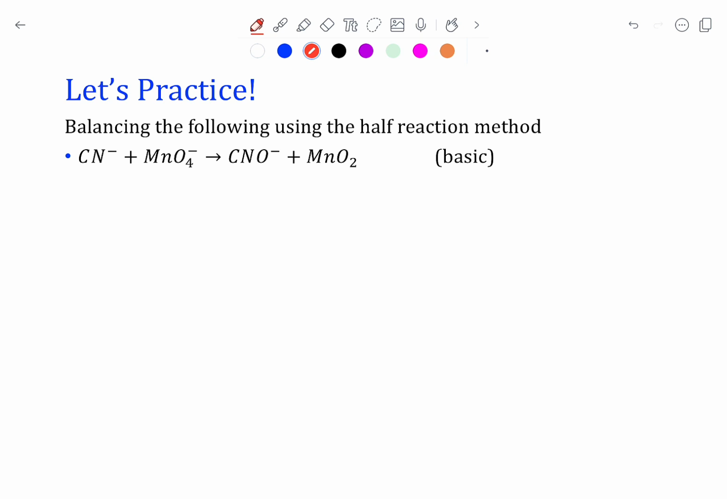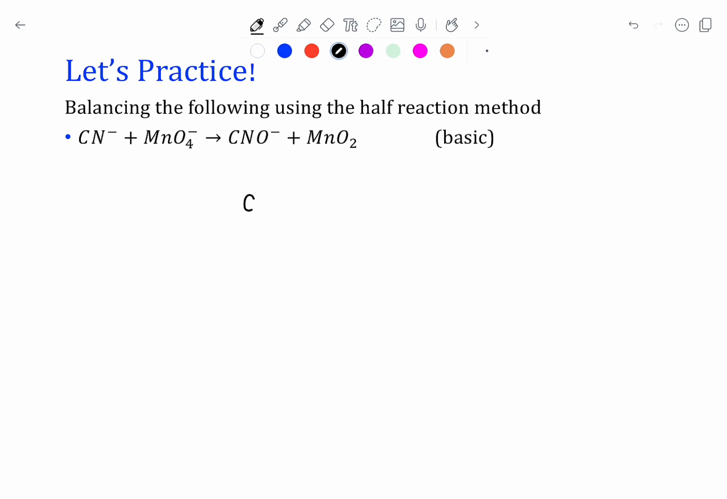So let's start this off. Our first step is to separate our two half reactions. So we can see that CN minus is turning into CNO minus. That's one of our half reactions. And then we have MnO4 minus turning into MnO2. So we now want to make sure everything is balanced besides oxygen and hydrogen, which it is. Carbon and nitrogen are balanced, and the manganese are both balanced, so we are good there.